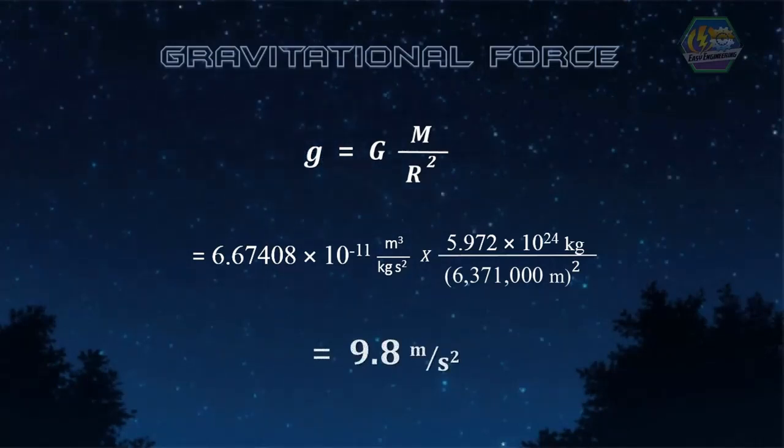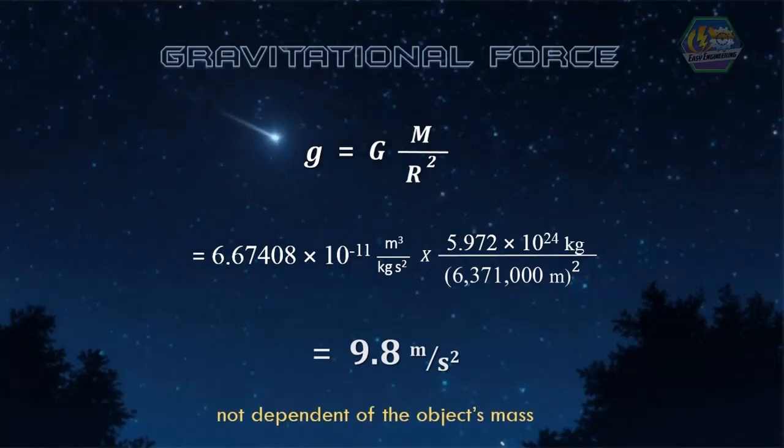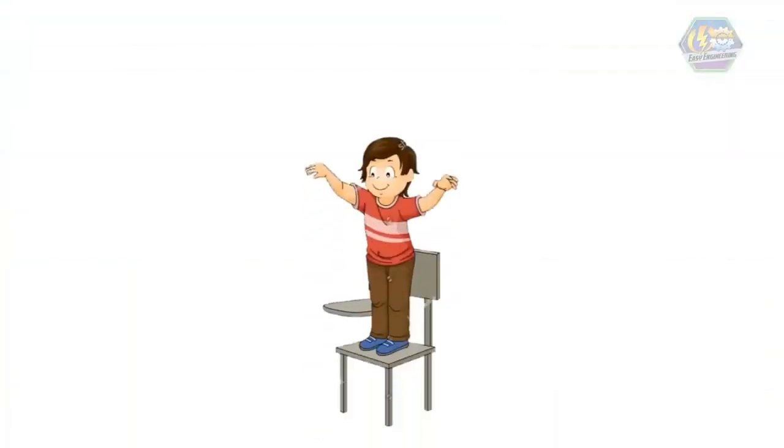Do you know what is interesting? This value of g is not dependent on the object's mass. From the equation, it is dependent only on the mass of the Earth and the radius of the Earth. It has nothing to do with the size or mass of the object. Why is this interesting? Now let me give you an example.